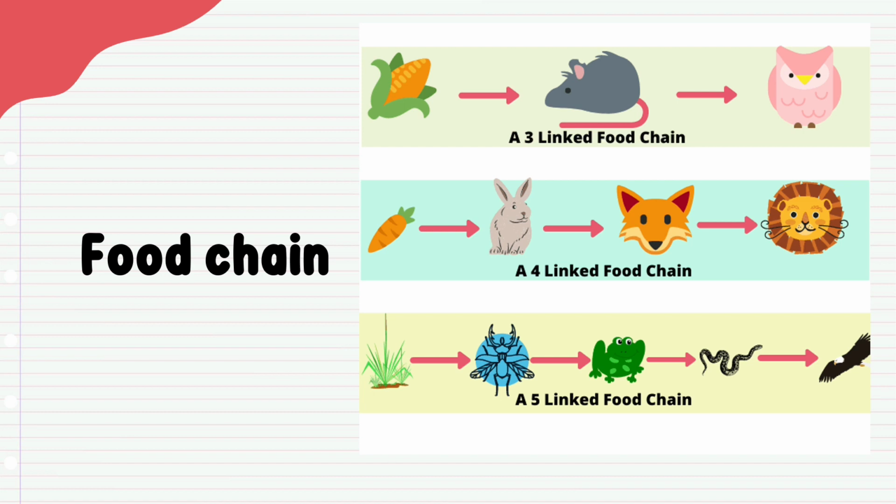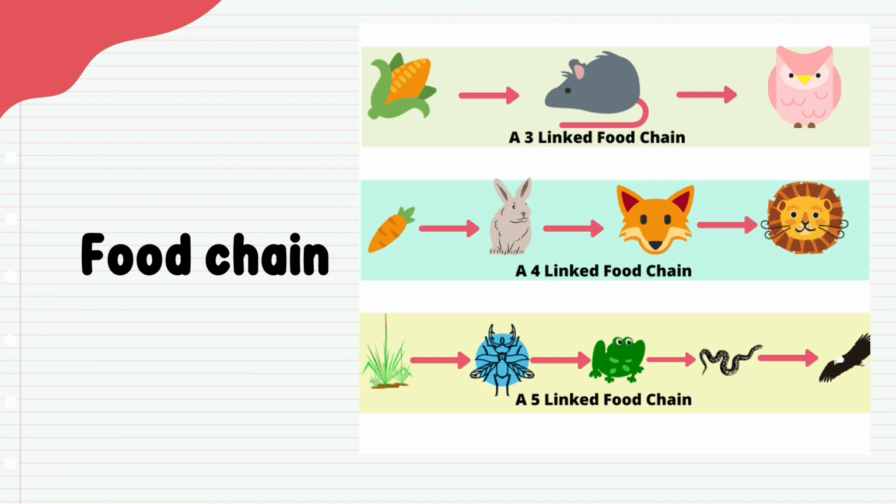Like you can see the first one where you have three elements here: a corn, rat, owl. Because the corn is eaten by the rat, a rat is eaten by the owl. Now you have next one, four elements here, right? Because the carrot is eaten by a rabbit, rabbit is eaten by a fox, and fox is eaten by a lion. And the next one you have five things here. There is grass eaten by an insect, the insect is eaten by a frog, the frog is eaten by a snake, and the snake is eaten by an eagle or a hawk.